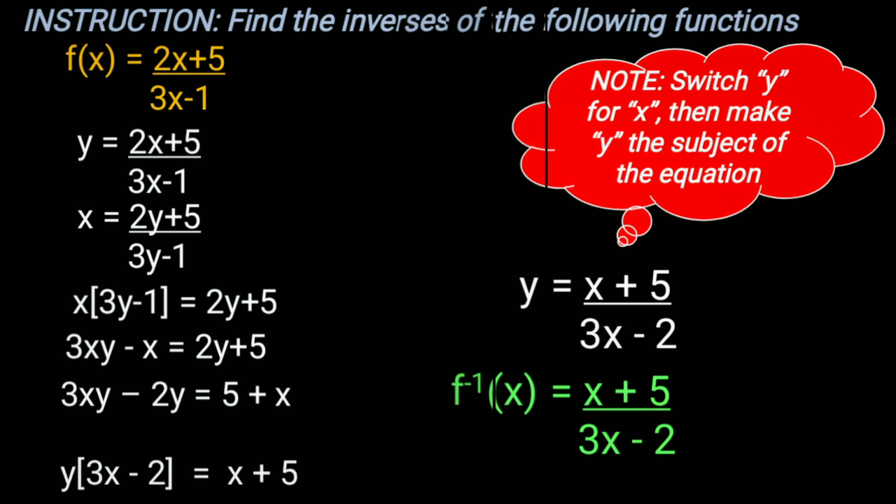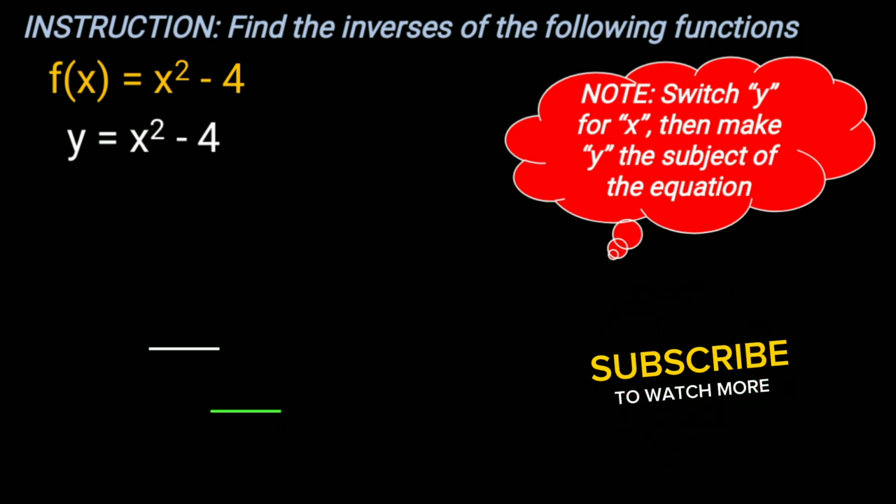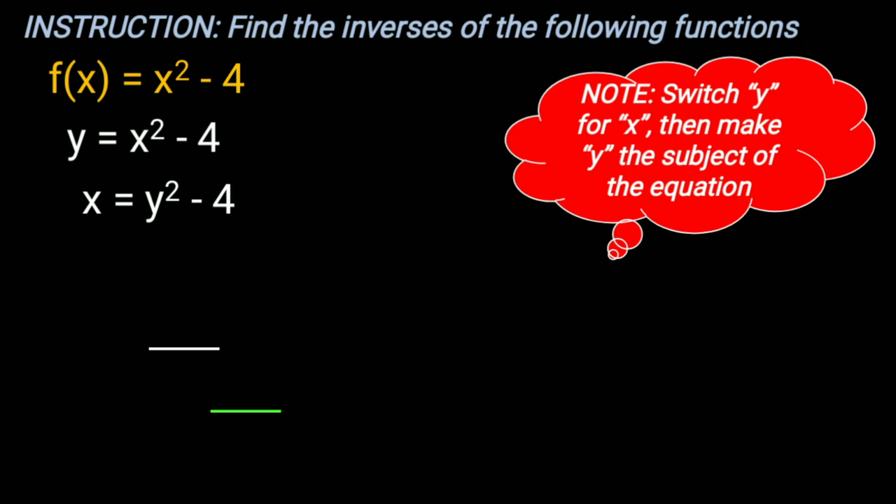Let's take a look at the final example I have in the video. If f of x equal to x squared minus 4, then f of x needs to be written as y. And therefore, we have y equal to x squared minus 4. This is a pretty easy example. And then we want to switch y for x in this case. And then we have x equal to y squared minus 4. But it's better written as y squared minus 4 equal to x.